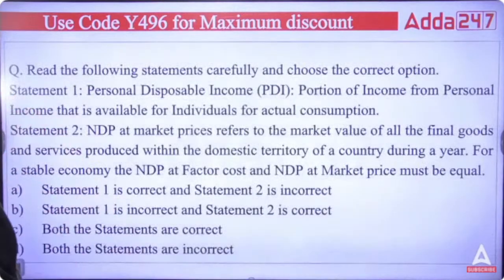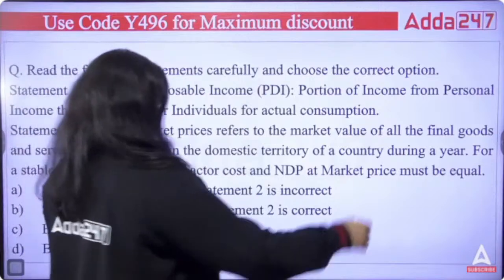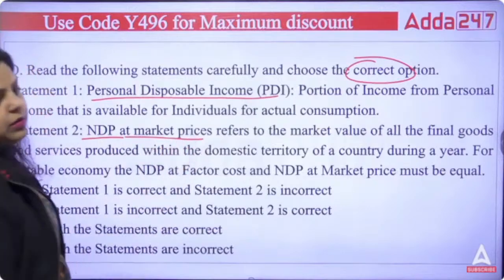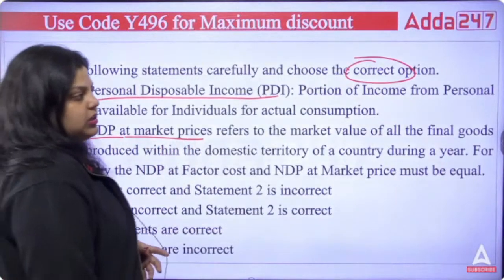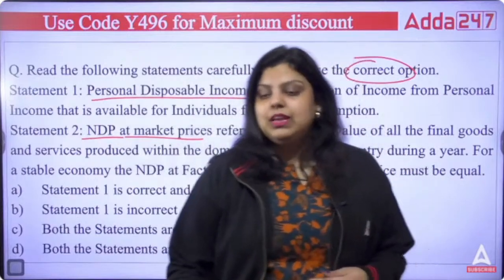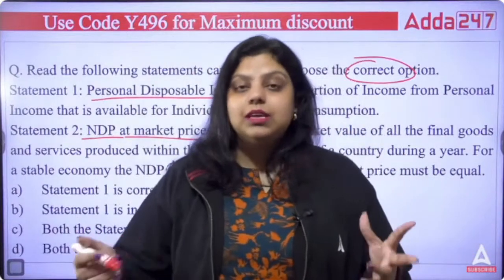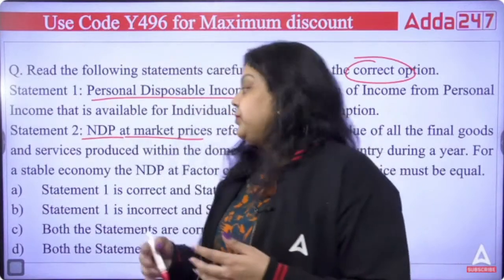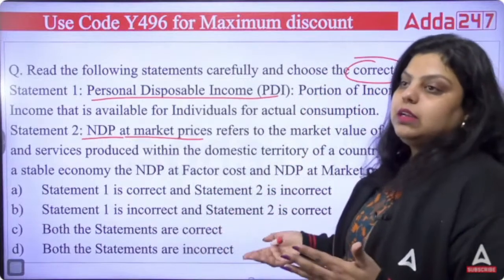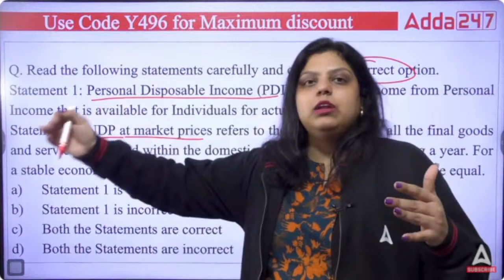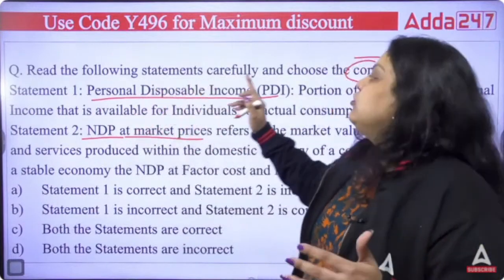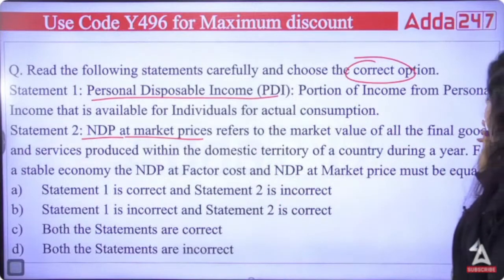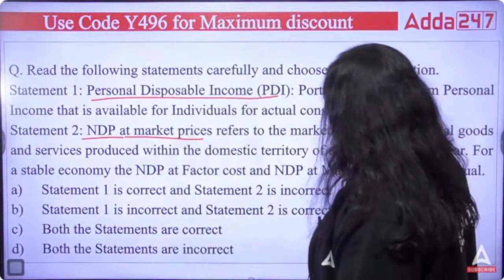Next question. Which of the following statements is correct, you have to answer. The first statement is talking about personal disposable income. The second is talking about NDP at market price. I have told you in the taxation chapter, in the fiscal policy chapter, we have discussed this. Personal income is the actual income of a person in one financial year. That's the personal income of a person. And what is personal disposable income? When from the personal income you have paid your liabilities, that's your personal disposable income. So personal disposable income means personal income minus direct taxes, and it is saying the portion of income from personal income that is available for an individual for actual consumption.